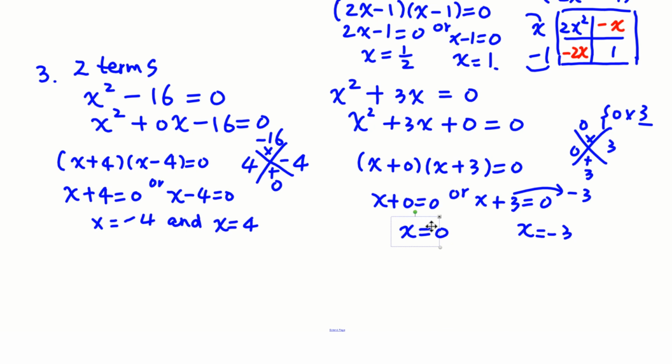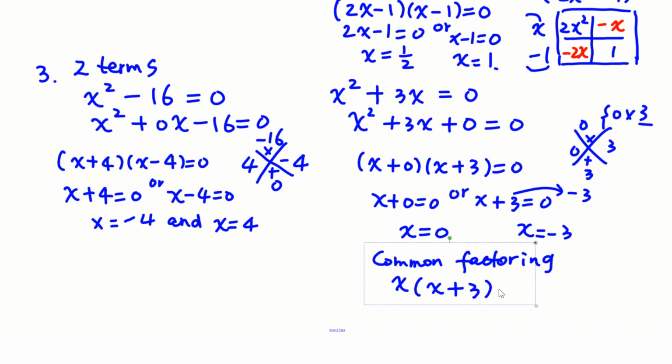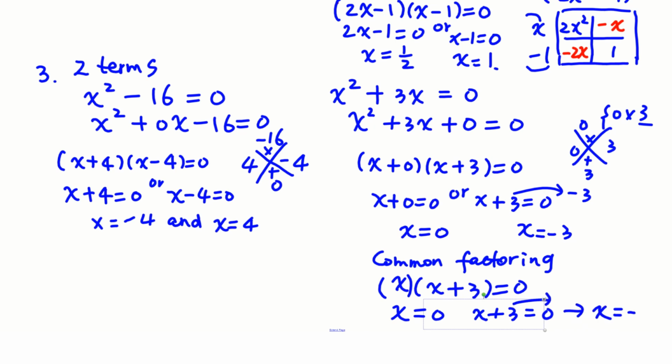So this is one way you could factor 2 terms, or you could use a common factor. For these two terms, the common factor is x. Then each term divided by x gives you x plus 3 equals 0. So for the first one, you could think of x by itself in brackets. So each bracket equals 0. You will have the same answer. This one gives you x equals negative 3.